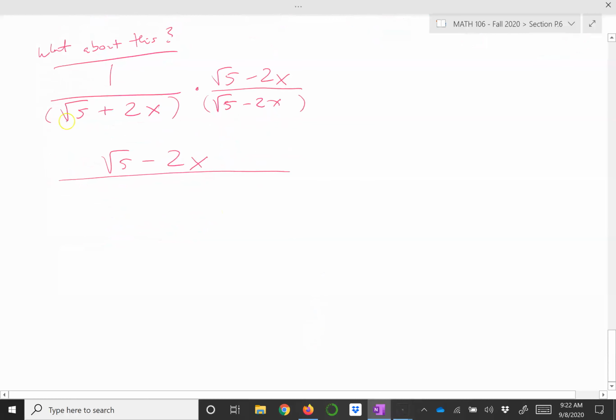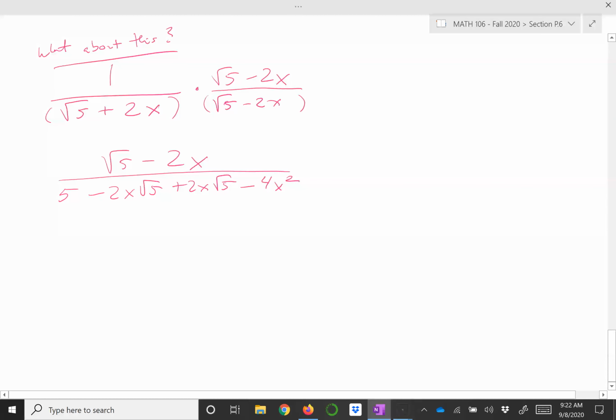So FOIL is first. So square root of 5 times square root of 5 is 5. That's good. Now the FOIL outer: square root of 5 times negative 2x, so minus 2x square root of 5. Now we'll do inner: 2x times square root of 5, so plus 2x square root of 5. And then finally the last: 2x times negative 2x, or minus 4x squared.